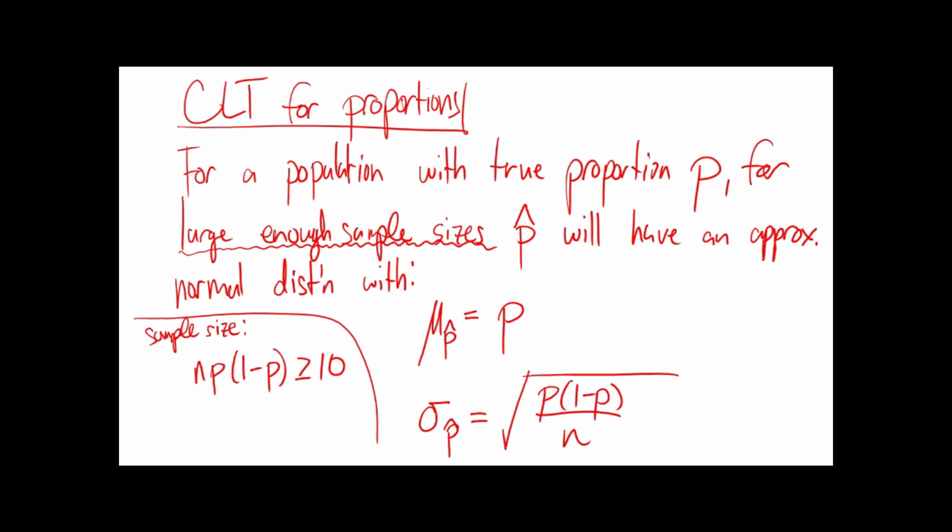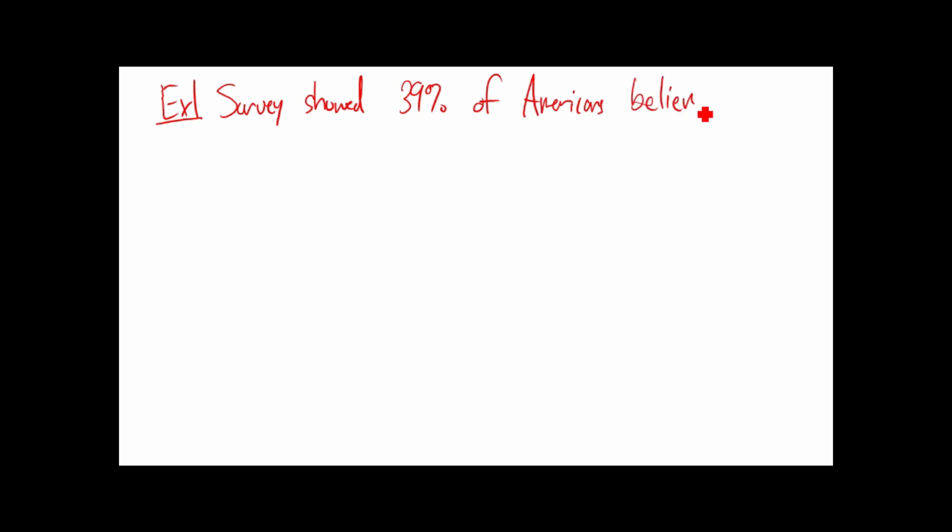Okay. So I'll show you an example here. This was an example they showed in the book. They took a survey, and the survey showed that 39% of Americans believe that marriage is obsolete. Seems like a high number, considering what percent of people actually end up getting married. But apparently 39% of people believe marriage, whatever they're calling marriage, is obsolete. That's what they say.